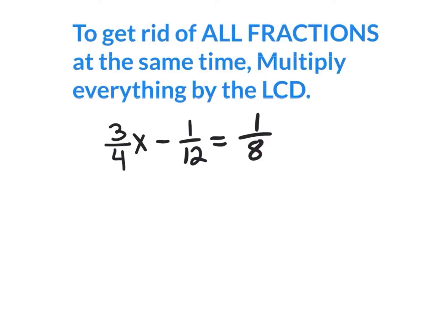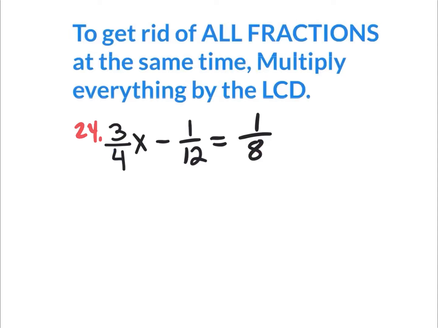12? Is it? No, it's 24. 24. There you go, 24, right? Now, if you struggle with finding the LCD, especially when it comes to variable expressions, you probably just want to get rid of one fraction at a time. But if you're good at finding the LCD, okay, check out how fast this will be.